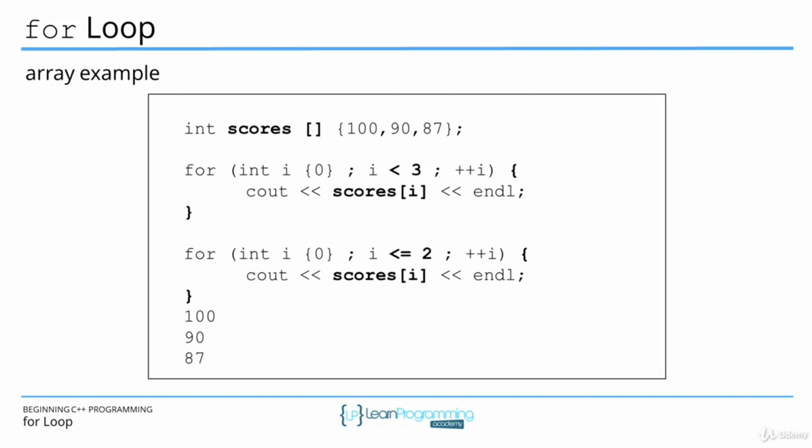So we declare and initialize i to 0 and our loop condition is i less than 3. And we increment i by 1 at each iteration. So we loop for i equal to 0, 1, and 2, which is exactly what we want. The body of the loop simply displays the array element at index i. This will display 100, 90, and 87 as we want it.